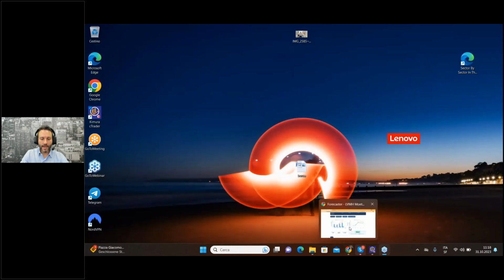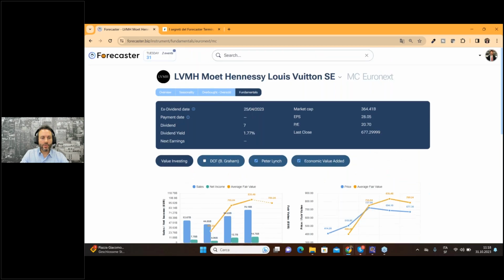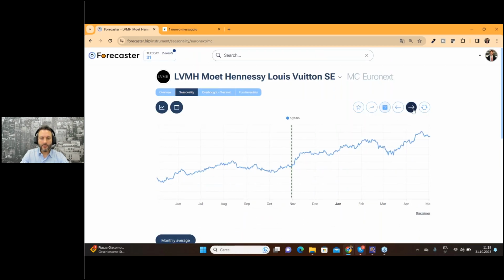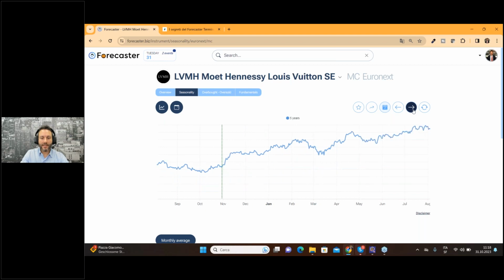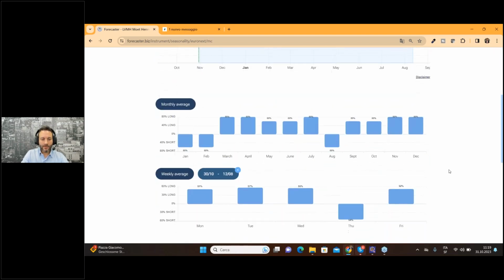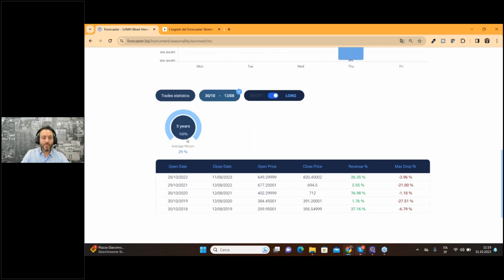But most importantly, guys, we are looking at an undervalued stock in a period that is seasonally very favorable for this stock, because it even starts a period that goes up to August. Next, where 100% of the last 5 years has had a positive return, a return of plus 29%.